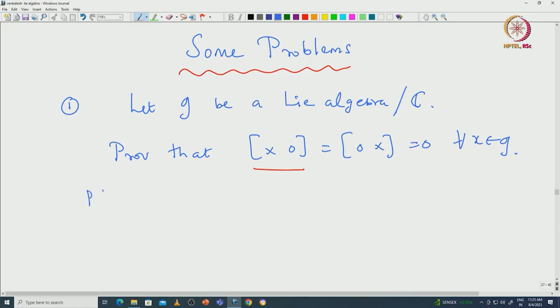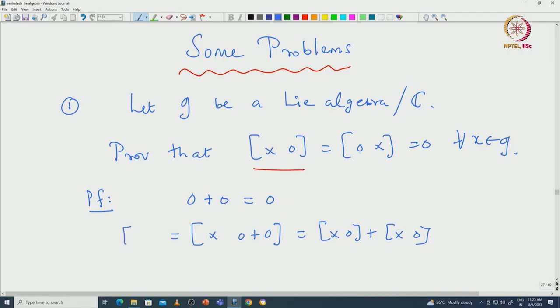So how to prove this? We just use the property of the zero element of the vector space. If I add 0 plus 0, then we get 0. Because of this, using the linearity of the bracket, if we compute [x, 0+0], that will be equal to [x, 0] plus [x, 0]. On the one hand, you get [x, 0]. On the other hand, you are getting 2[x, 0]. Now we are working over complex numbers, so this immediately implies [x, 0] must be 0 for all x in G.